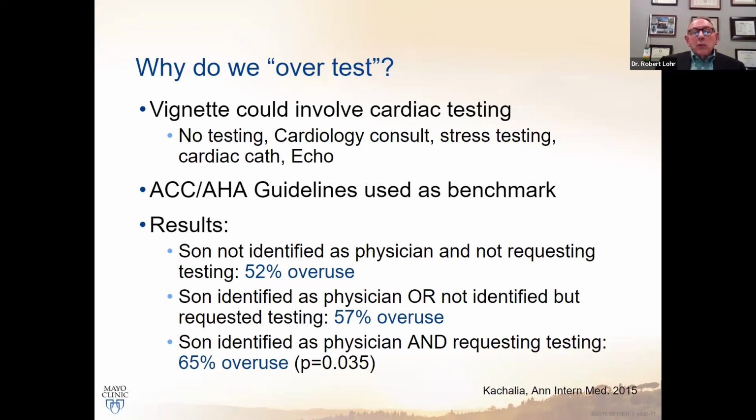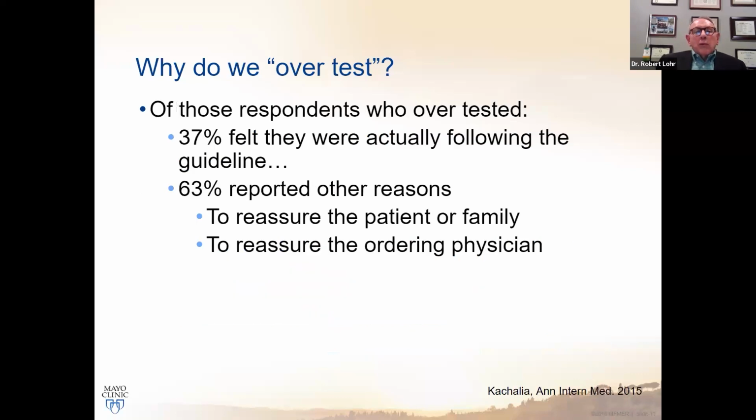So when the son was not identified as a physician and not requesting everything, or anything rather, there was still over half of the respondents ordered something. When the son was identified or not, but it was still requesting things, that went up to 57%. And if the son was identified and requesting, it went up to 65%. So of the respondents who overtested, 37% said they thought they were following the guidelines, which means that there's some educational opportunities here, and that's what we're doing today.